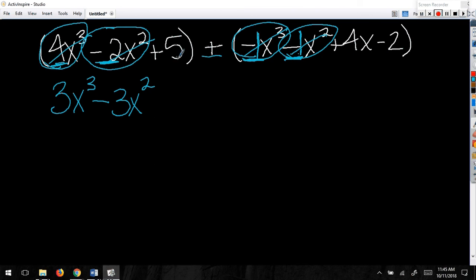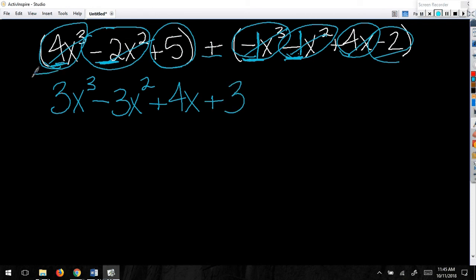Be very careful here. This one jumps straight to the constant, but if you look at the second one, there is an x term there, so I want to include that one since there's not one in the first. And then I have 5 and negative 2, which would give me 3.